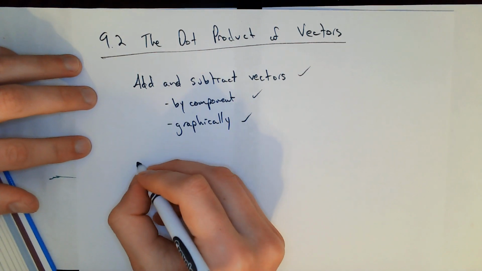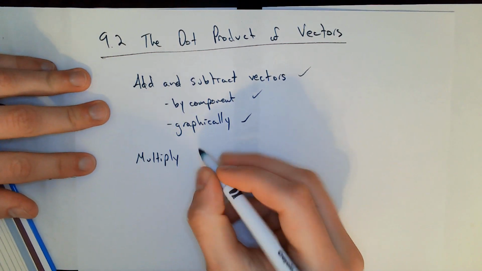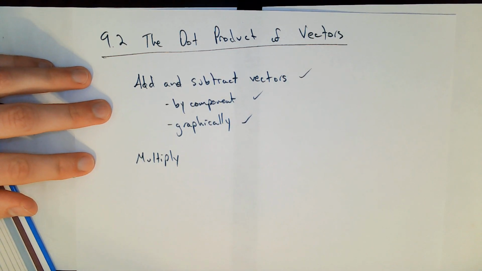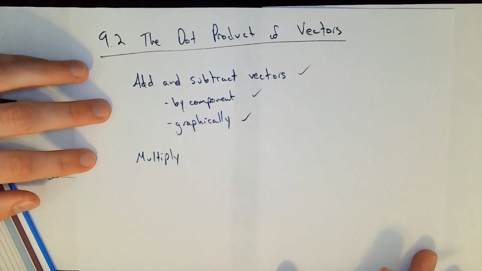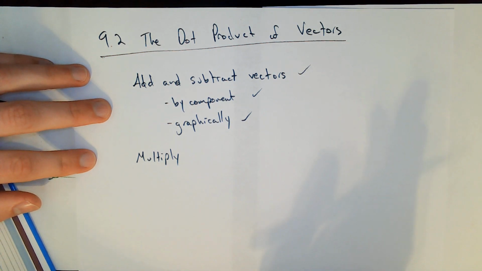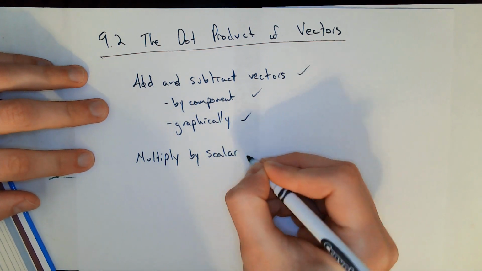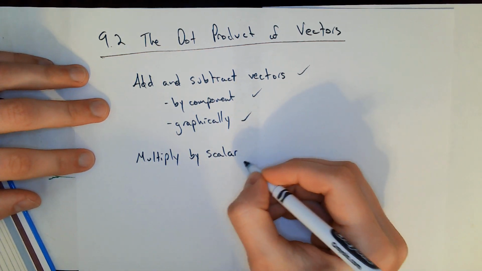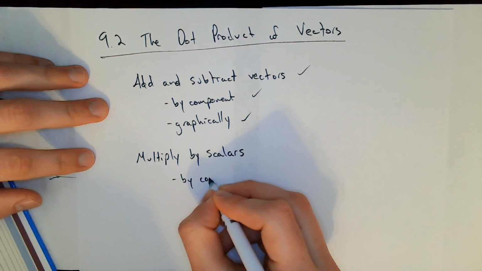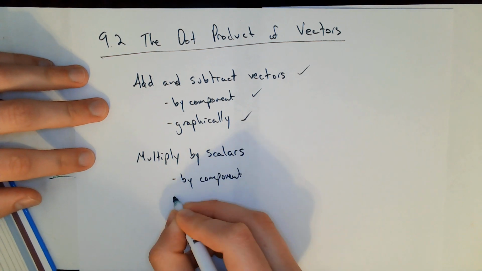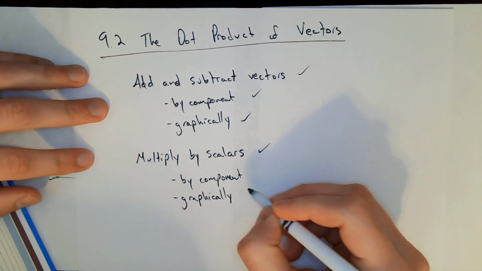And you've also seen how you can multiply constants onto vectors. When we say a constant, like just a number, we need to now differentiate between a number and a vector, because there's a lot of different types of numbers floating around. You can multiply by scalars, which is just a real number, not a vector, and we learned how to do that by component and graphically.